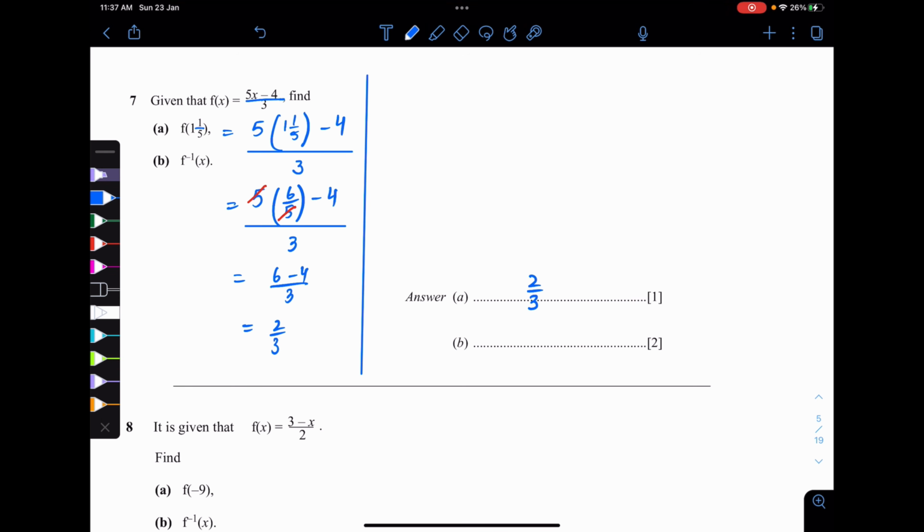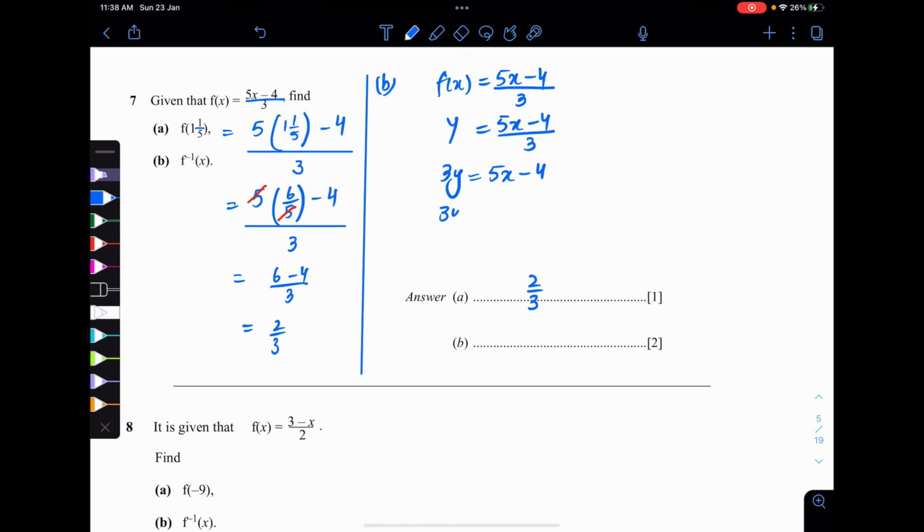The second part is quite simple, and you will be really comfortable doing that by now. f inverse of x. So firstly, you write the function f of x is equal to 5x minus 4 over 3. Step 1 is to replace f of x with y. So y is equal to 5x minus 4 over 3. 3y is equal to 5x minus 4. And 3y plus 4 is equal to 5x.